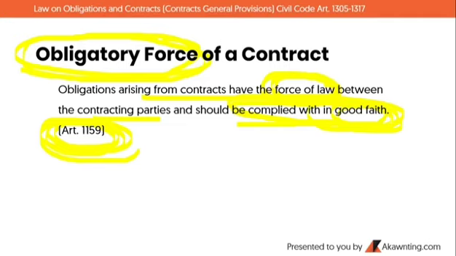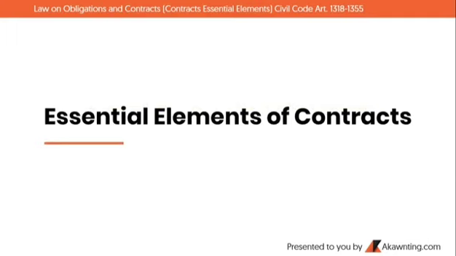Okay? So yun yung last characteristic of a contract na i-discuss natin, okay? So this will be the end of the discussion of the general provisions of contract. So we have the essential elements of contract. So refresher lang, ano yung mga different elements of a contract last time? So we classified it into three.